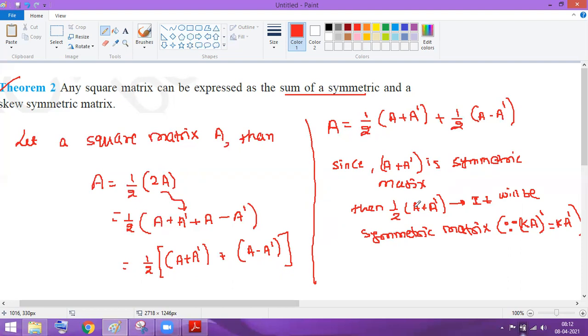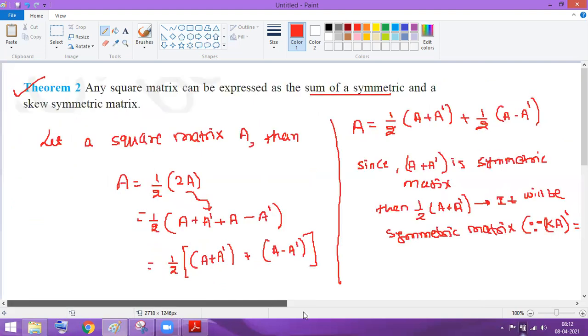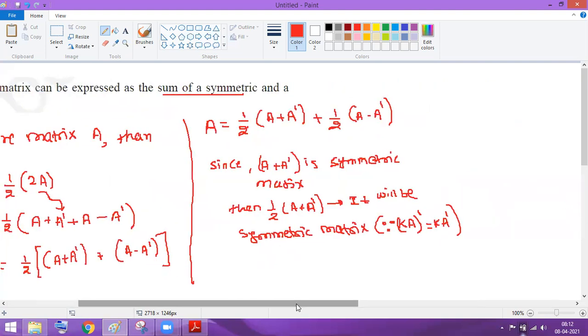If you multiply with a constant term, then the nature of that matrix does not get changed. Not like that. So if you have A plus A dash as a symmetric matrix from theorem first, I told you what theorem first is. And if you did not understand theorem first, you can go and check out the recorded video. So half of A plus A dash is a symmetric matrix. It means that half of A plus A dash will also be a symmetric matrix, and that's because of this property: if you multiply with a constant term, the nature of that matrix will not change.